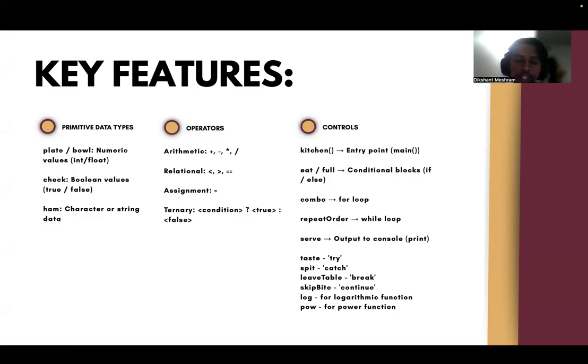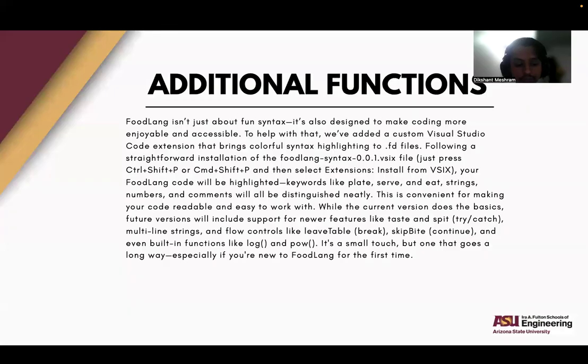Then we have control statements such as kitchen, the entry point and main function that I explained before. Eat and full are for conditional blocks such as if and else, combo for the for loop, repeat order for the while loop, and serve as the print output. Taste is for try, spit for catch, leave table for break, and skip byte for continue. For logarithmic functions we use log, and for the power function we use pow. For further explanation of these things, I'm handing over the platform to Archie's. Thank you so much.